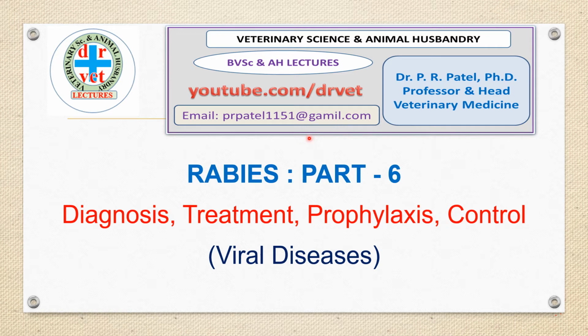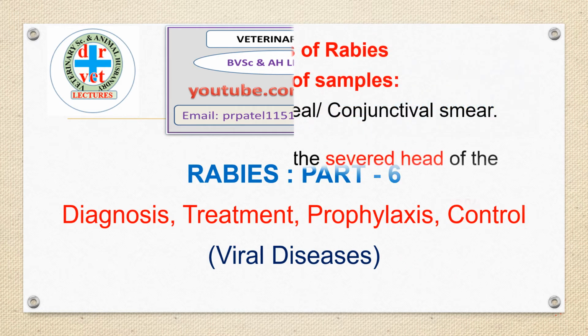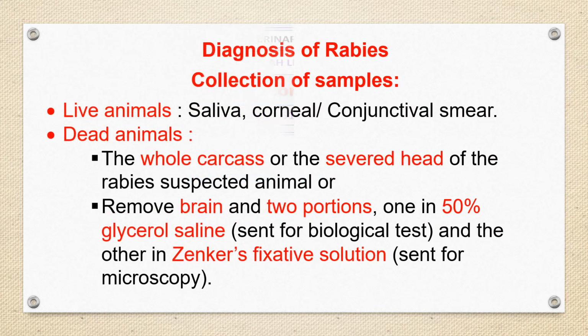In this presentation, we'll see an important part of the disease rabies, part 6, and in this we'll discuss diagnosis, treatment, prophylaxis and control of the very important viral disease rabies. In this slide, we will see diagnosis of rabies.